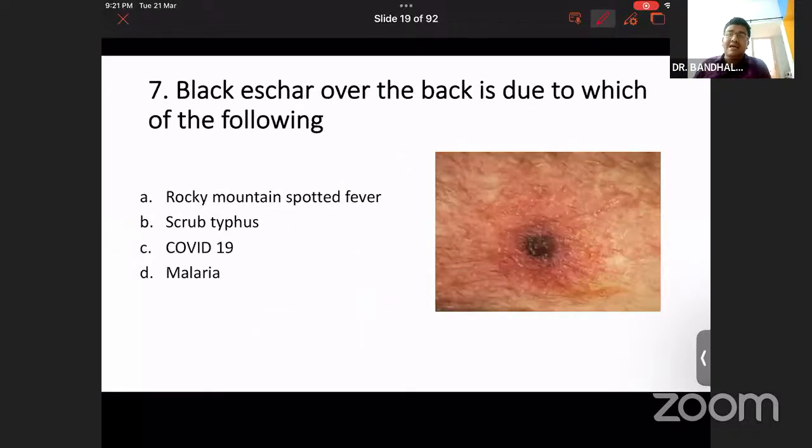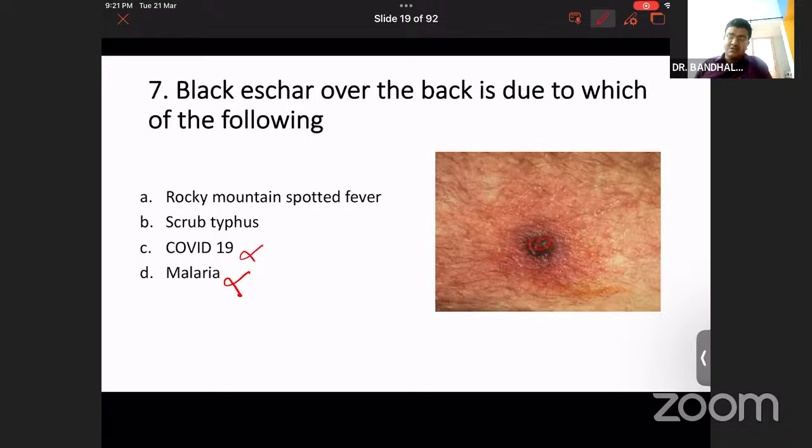The next question. Black eschar over the back is due to which of the following? The image is given. There is a central black eschar with peripheral erythema. The options given are: option A, Rocky Mountain spotted fever; option B, scrub typhus; option C, COVID-19; option D, malaria. We have read malaria multiple times, so malaria is not the answer. Even COVID-19, you can rule it out easily. COVID-19 will lead to chilblain and pernio, not eschar. Eschar is obviously related to some infection or some insect bite.